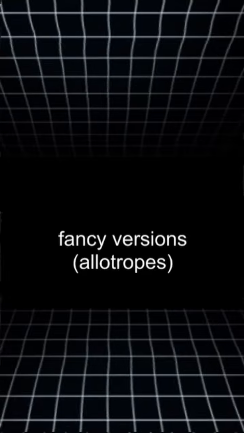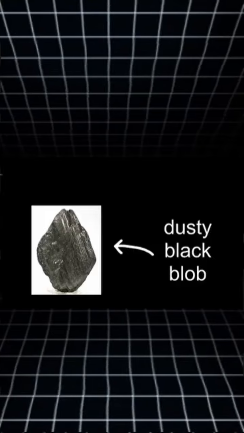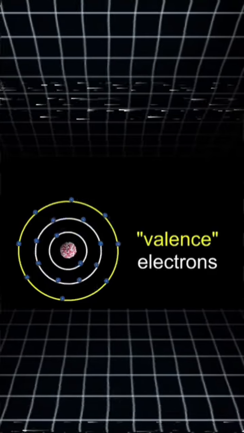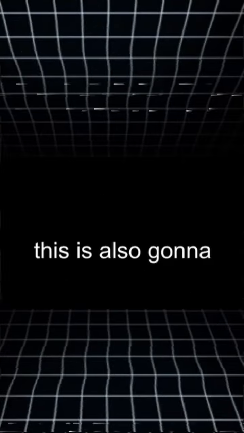It's the only thing that separates graphite from diamonds, because they're both just fancy versions of carbon, and I don't think anyone's gonna go, yes, this dusty black blob is indeed very expensive. One way to show the structure of an atom is a Lewis dot structure, which represents the valence electrons and bonds as dots and lines. This is also going to help us understand why atoms bond in the first place.